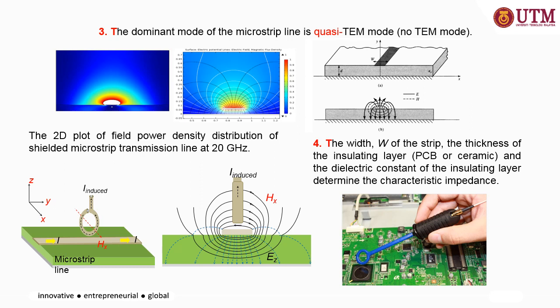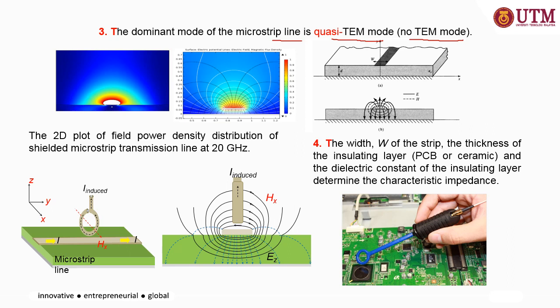As in the rectangular and circular waveguide, the dominant mode for the microstrip line is the quasi-TEM mode. Again, it is not the TE10 or TE01 or TM10 mode. It is the quasi-TEM mode.